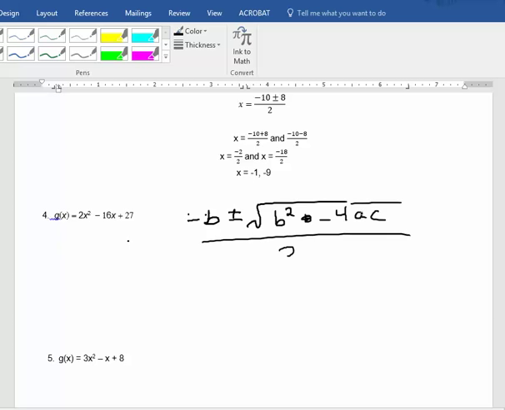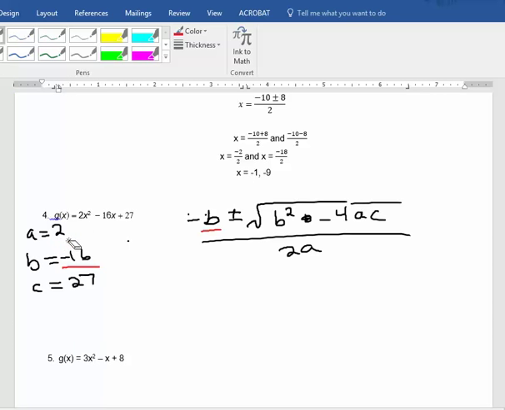All over 2a. Okay, now a in this problem is 2. B is negative 16. C is 27. So those are the numbers that I'm going to replace in this equation. Here's the B. Oops, I underlined A. Here's the B.